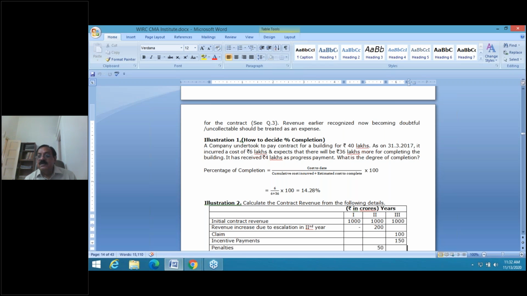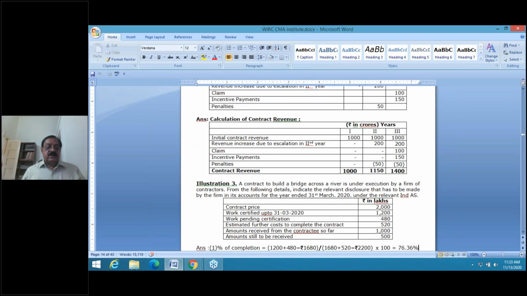Here I remember, in your contract costing, friends, your rule is, if work certified is up to 25%, no part of the profit is booked to profit and loss account. But here you will show this as your revenue, 40 lakhs into 14.28% as your work certified, and accordingly you will show it.